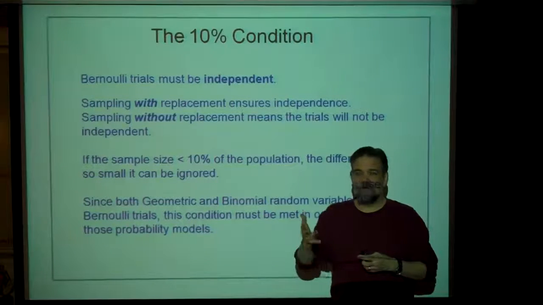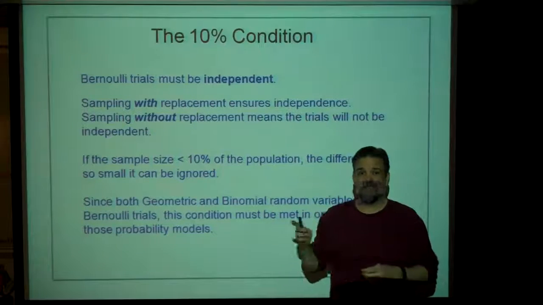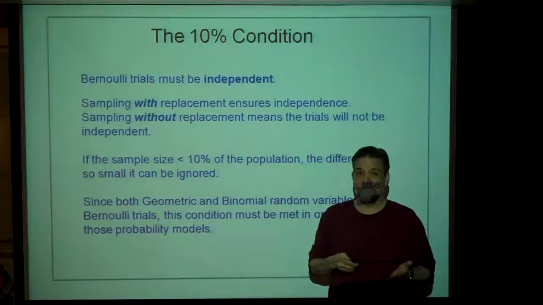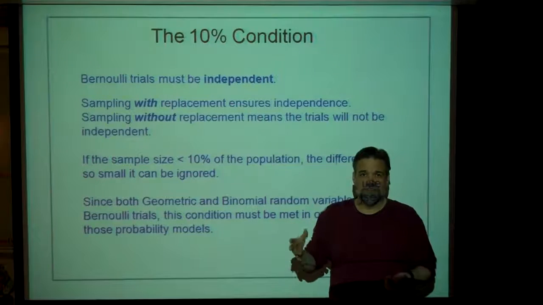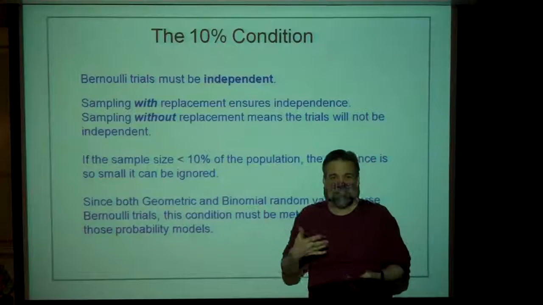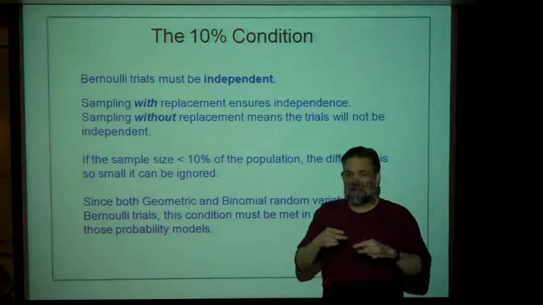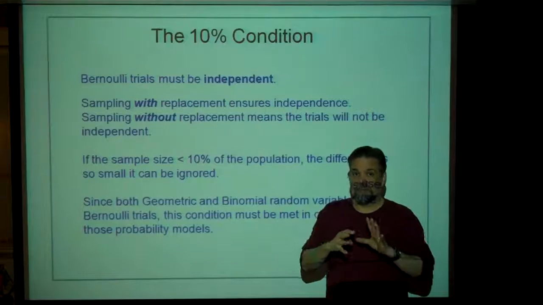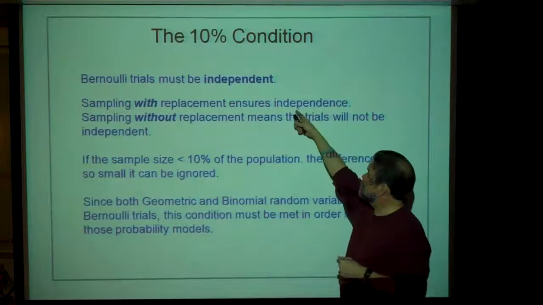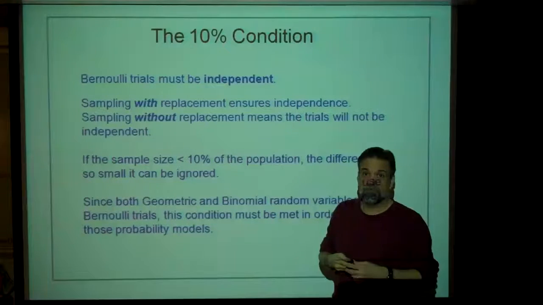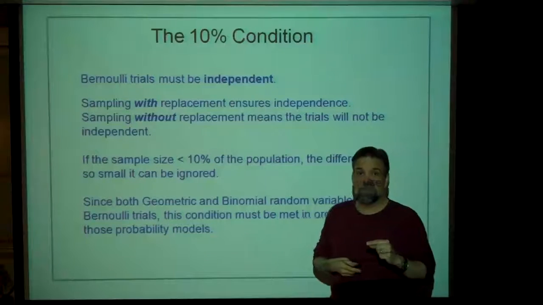Go back to the example where I was going around asking people what their major was. Did I ever ask somebody twice? I probably didn't. Once I ask somebody, I wouldn't go back to that person because it's annoying. They already answered me once. I'm not going to go back and ask again. Well, what that means is I'm sampling without replacement. I'm not sampling with replacement. If I'm assuming independence, I have to sample with replacement because sampling without replacement means it's not going to be independent.